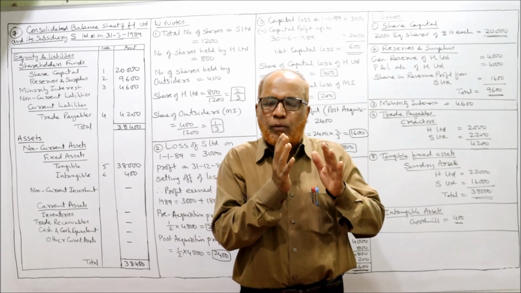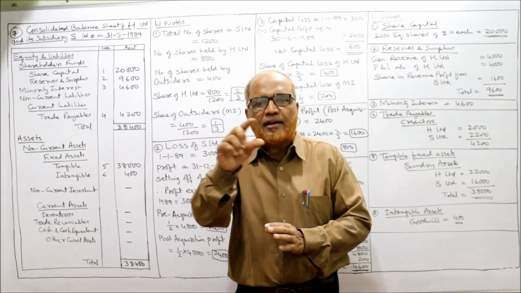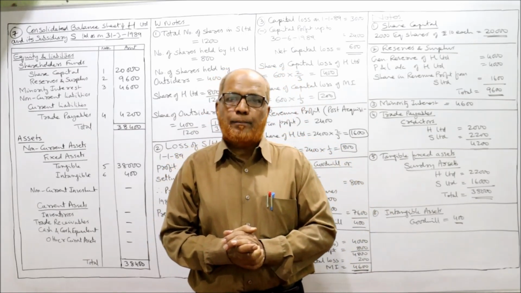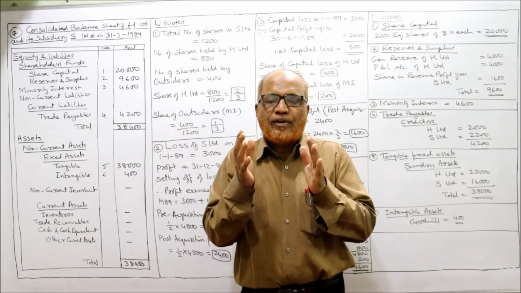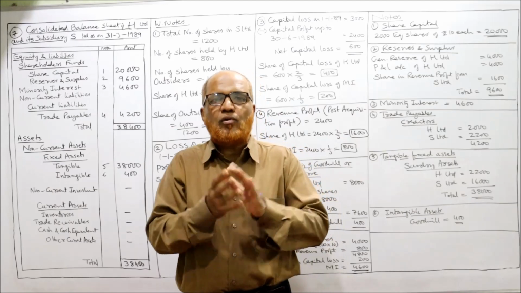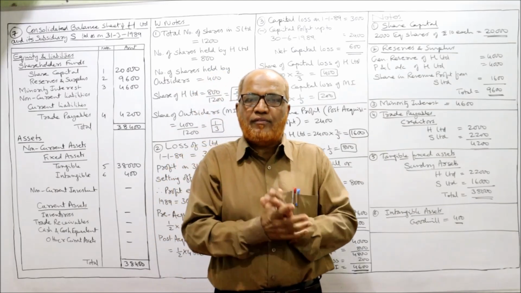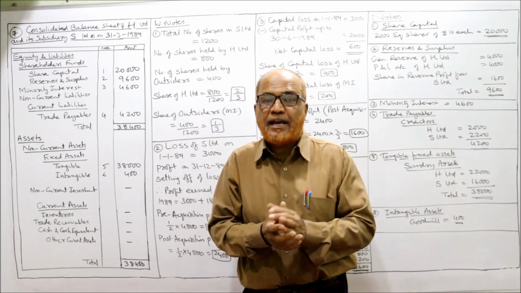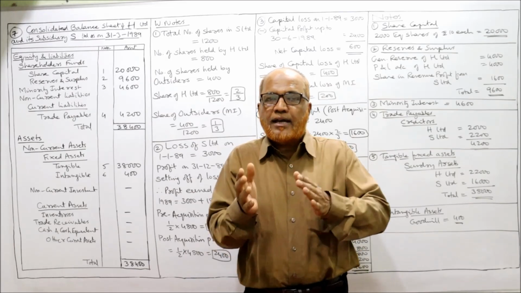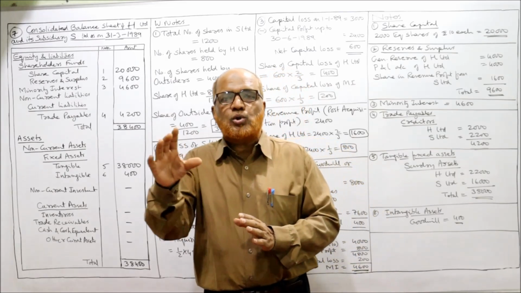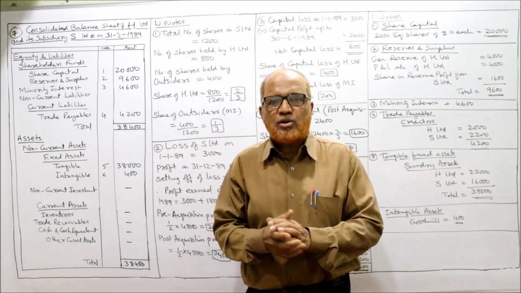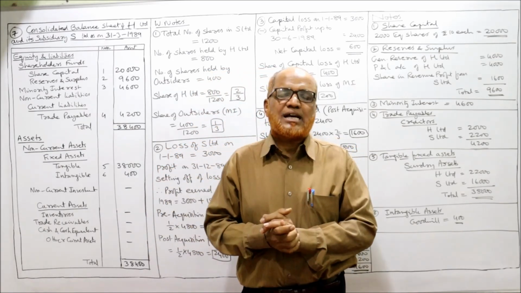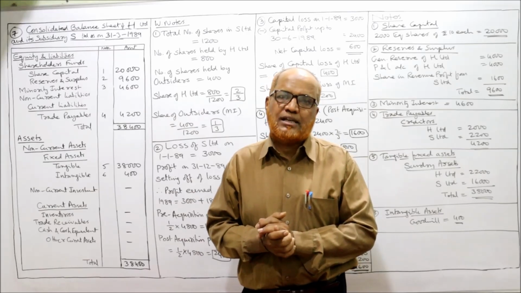I have uploaded the video on the introduction to this topic, holding companies: how to make a consolidated balance sheet, how to find out the goodwill, capital reserve, minority interest, capital profit, revenue profit. All these things I have explained in the introduction part and the starting videos, short questions on how to compute all these things. So if you have watched those videos, definitely you will be able to understand these main problems easily.